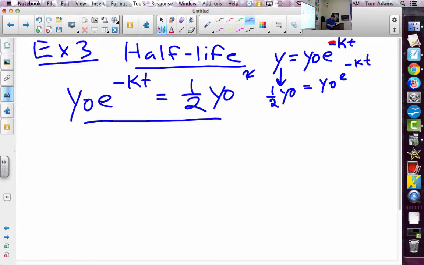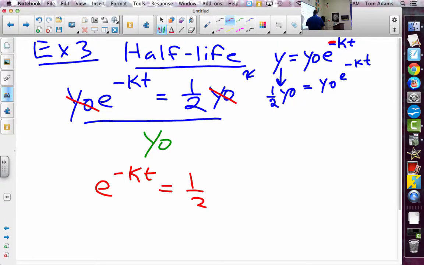It says find the half-life of a radioactive substance with the decay equation, starting off with our growth or decay model, and then show that the half-life only depends on k, the rate at which it changes or grows. So what I would do is take this whole thing and divide by y naught. These cancel, and I get e to the negative kt is equal to 1/2.